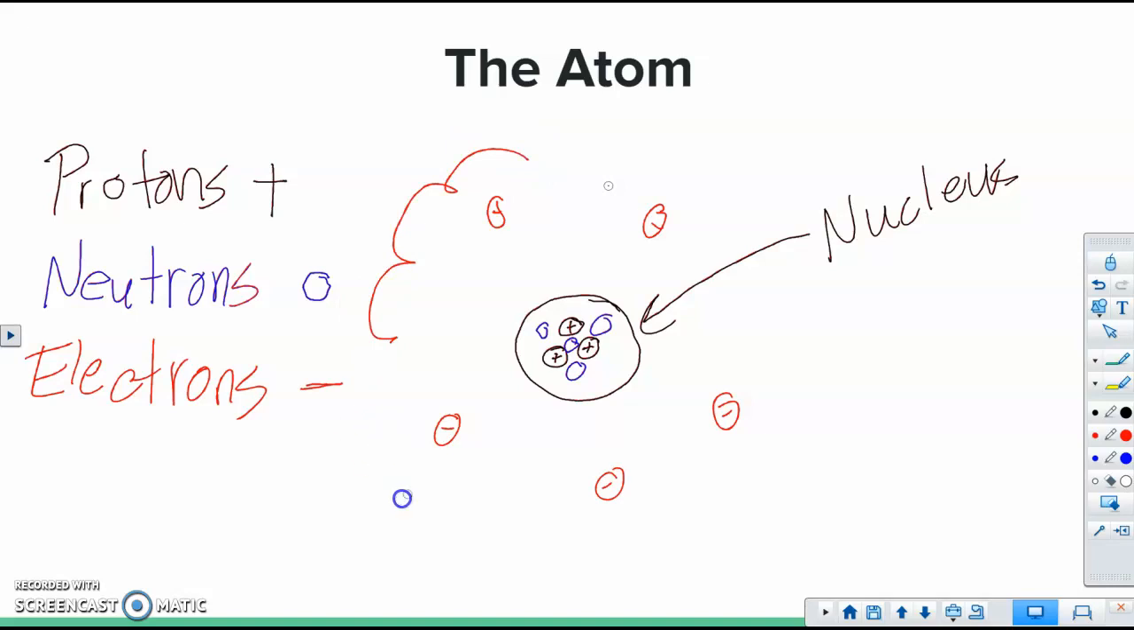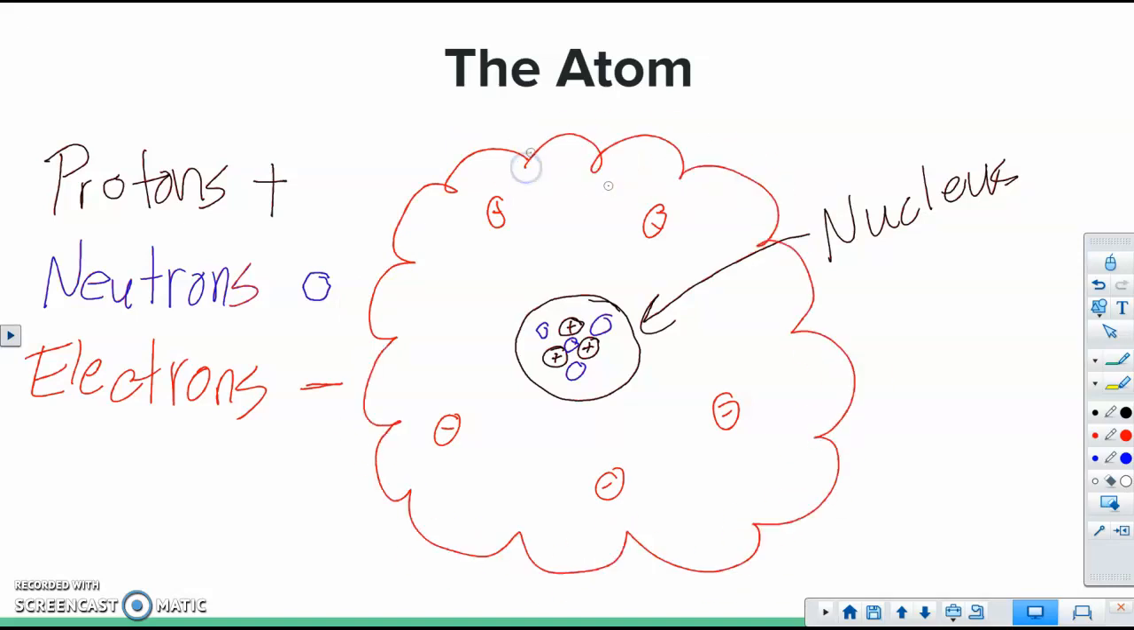So to remember that, sometimes it helps to sort of draw that cloud image around the outside. So just to recap, we've got protons and neutrons in the nucleus. Protons are positively charged. Electrons are outside the nucleus in the electron cloud.